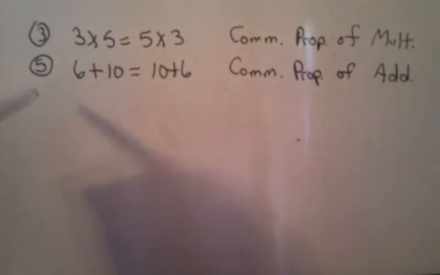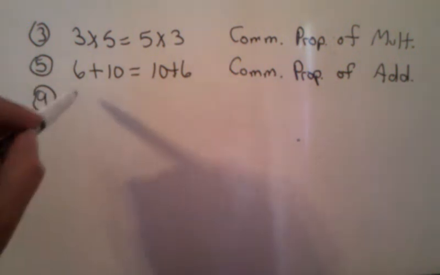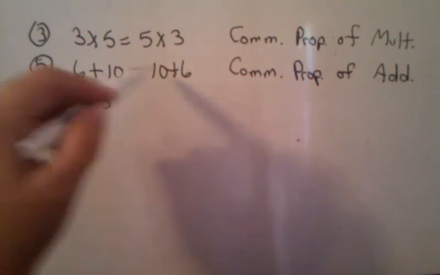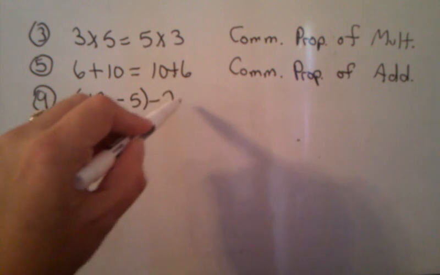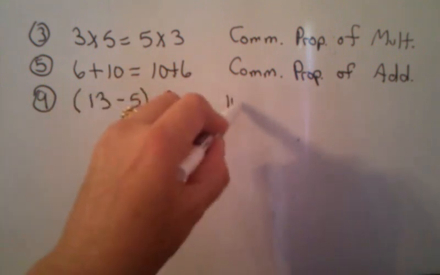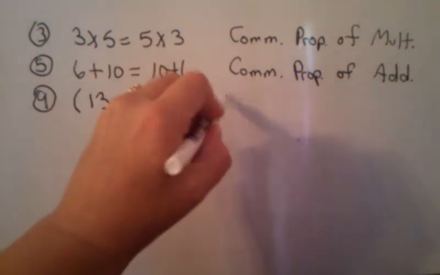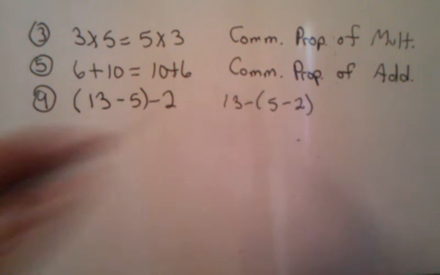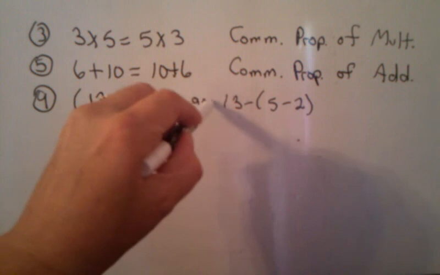Let's look at number 9. Number 7 is matching. I'm going to let you do that. Number 9 has parentheses 13 minus 5 minus 2 and 13. That doesn't look like a 13, does it? 13 minus 5 minus 2. This represents that subtraction is associative. True or false?